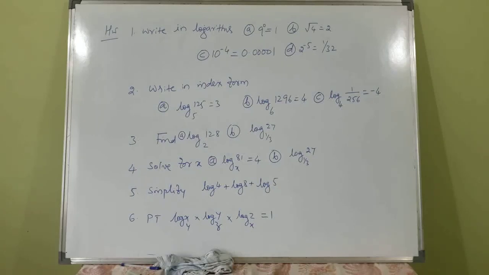Then simplifying log 4 plus log 8 plus log 5. Sixth question is log x to the base y into log y to the base z into log z to the base x is equal to 1. You have to apply the change of base rule, the last rule, the fourth rule.